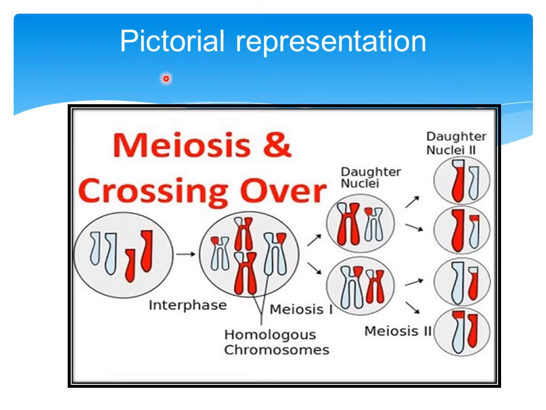Now in this slide, I have taken another pictorial representation. Here we will see meiosis and crossing over. As you don't have the stages in detail, I have not written those, but let us have a quick idea of those.